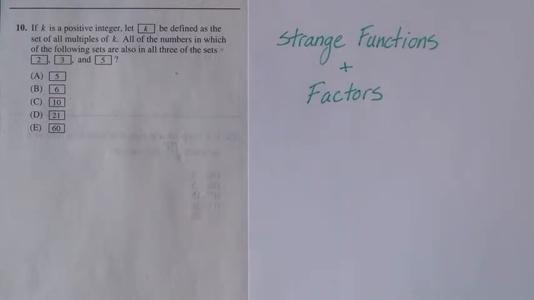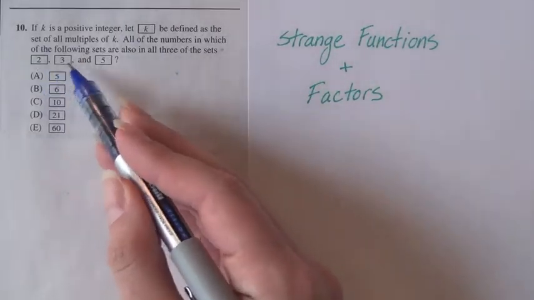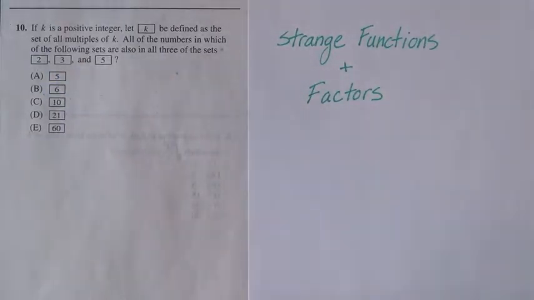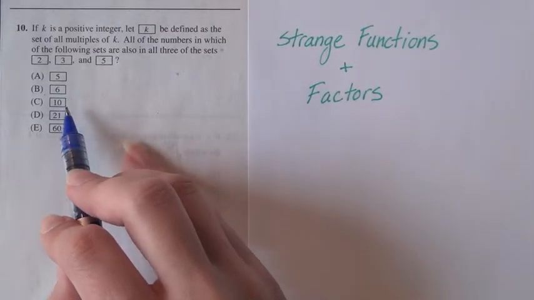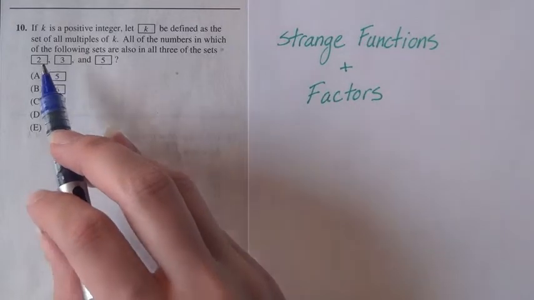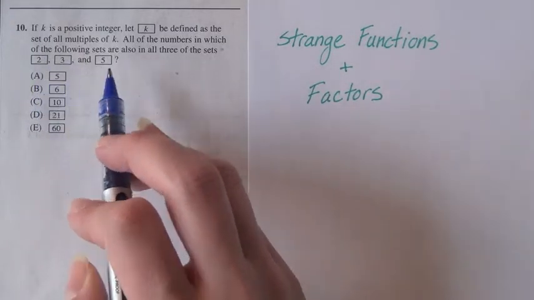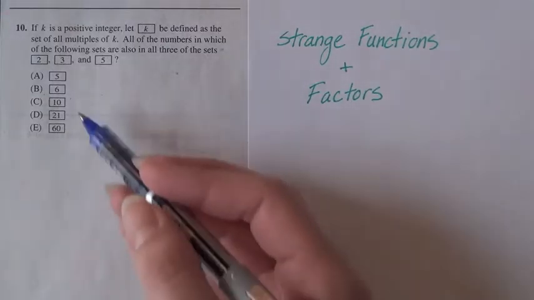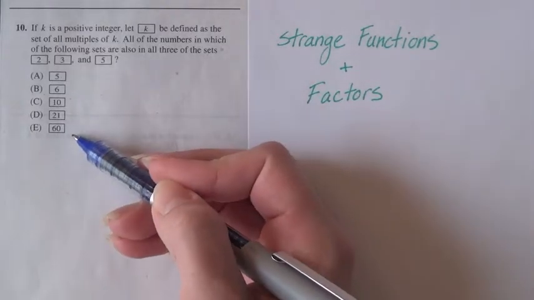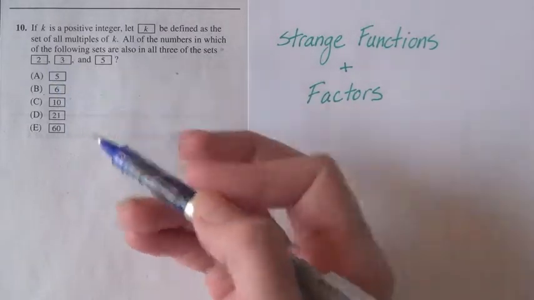The hardest part about this question is translating what they're asking you into figuring out what you need to do here. So they're asking, all of the numbers in which of the following sets are also in all three of these sets. What are these sets? Let's translate and say, all of the multiples of which of the following numbers are also multiples of 2, 3, and 5? That's really what you're being asked here. So which of the following numbers has all of their multiples also a multiple of 2, 3, and 5?